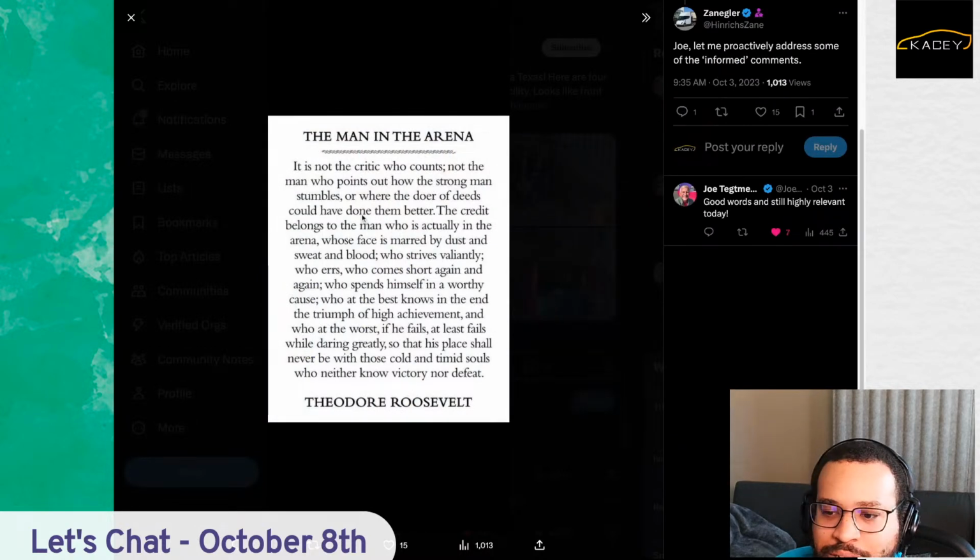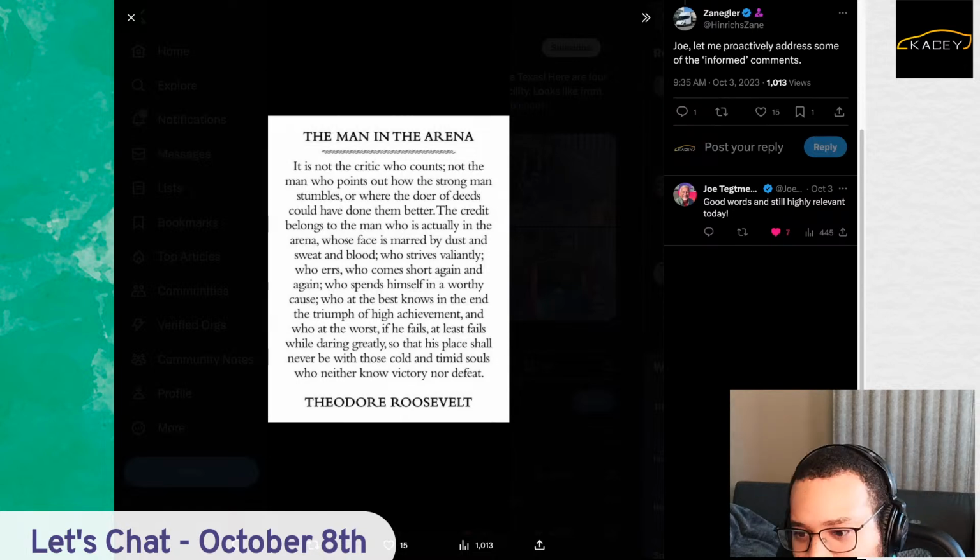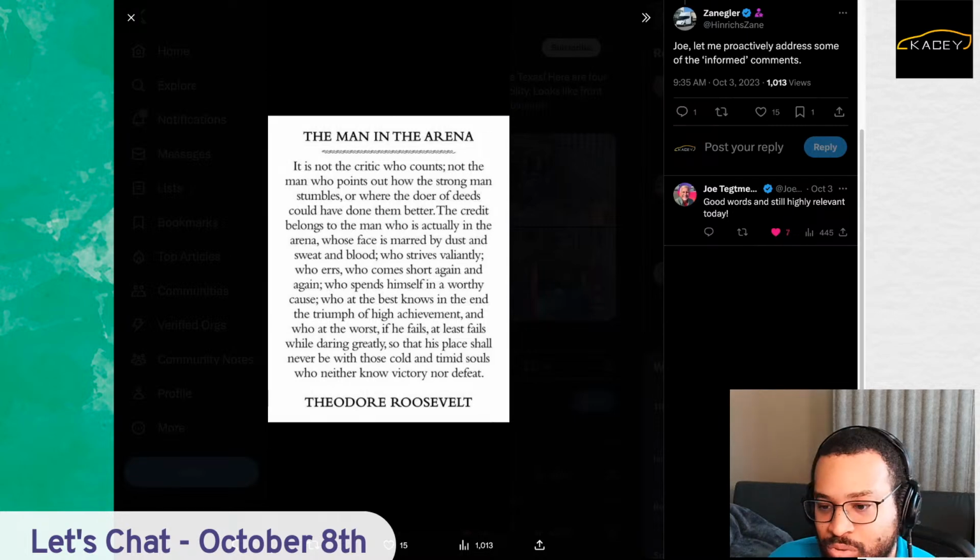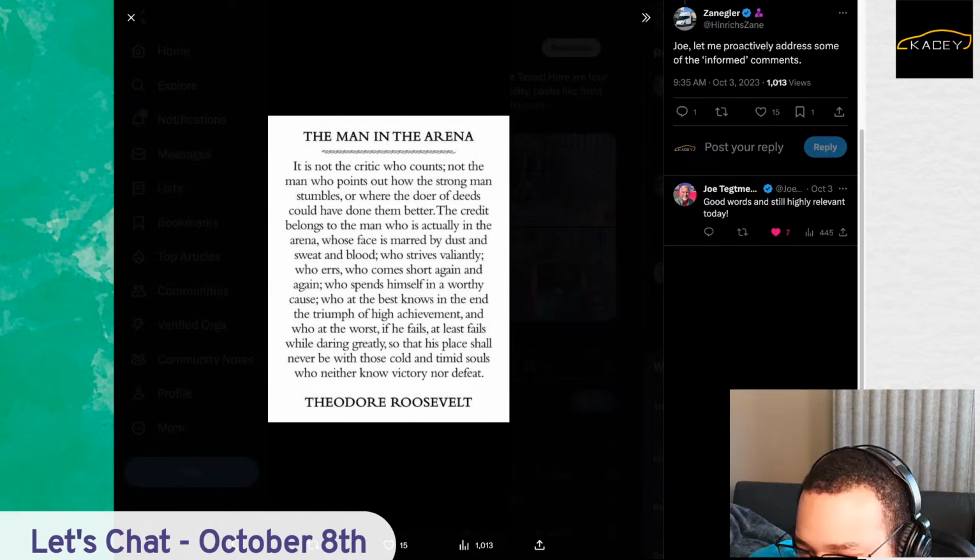It is not the critic who counts, not the man who points out how the strong man stumbles, or where the doer of deeds could have done better. The credit belongs to the man who is actually in the arena, whose face is marred by dust, and sweat, and blood, who strives valiantly, who comes out short again and again, who spends himself in a worthy cause, who at the best knows in the end the triumph of high achievement, and who at the worst, if he fails, at least fails while daring greatly, so that his place shall never be with those cold and timid souls who never know the victory nor defeat.